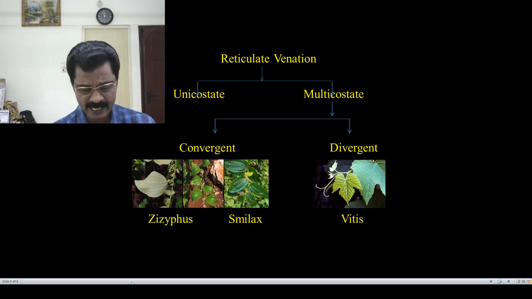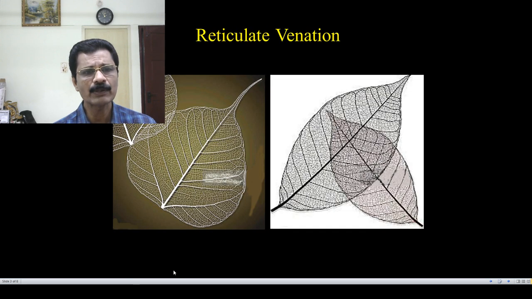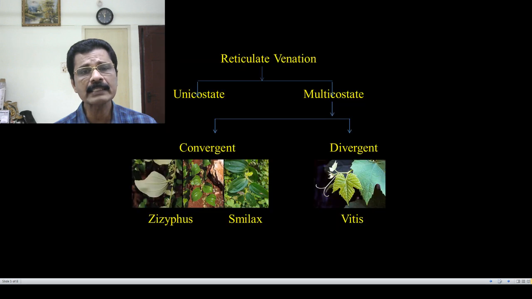See, we have already seen reticulate. This type of venation is called unicostate reticulate venation. There you can see only one main vein. Here you can see only one main vein, that is the midrib. The other type is multicostate reticulate venation. Multicostate reticulate venations are of two types. One is convergent type and another one is divergent type.